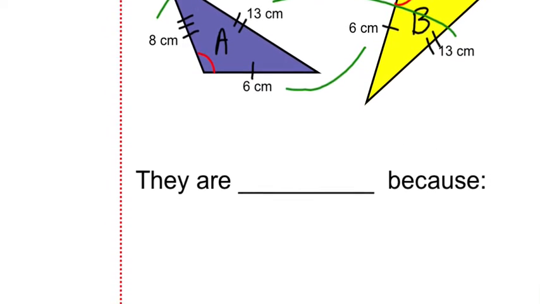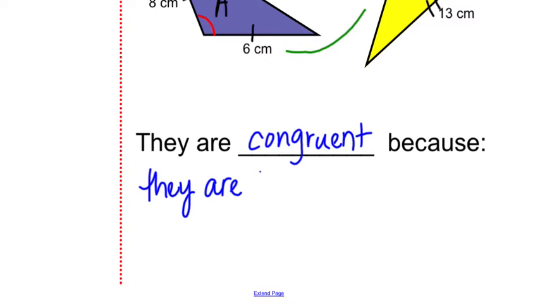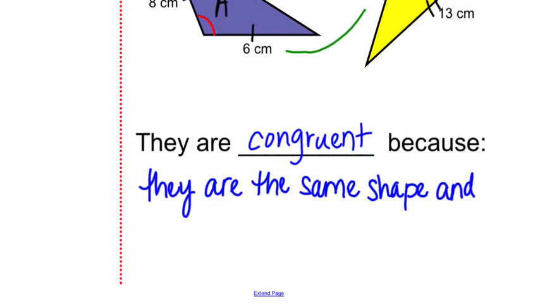So down here, when you fill in the blank, we can say they are congruent because they are the same shape and size.